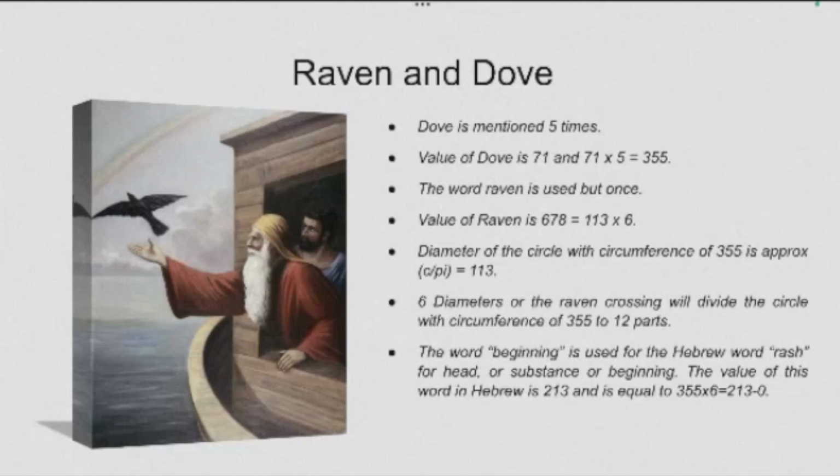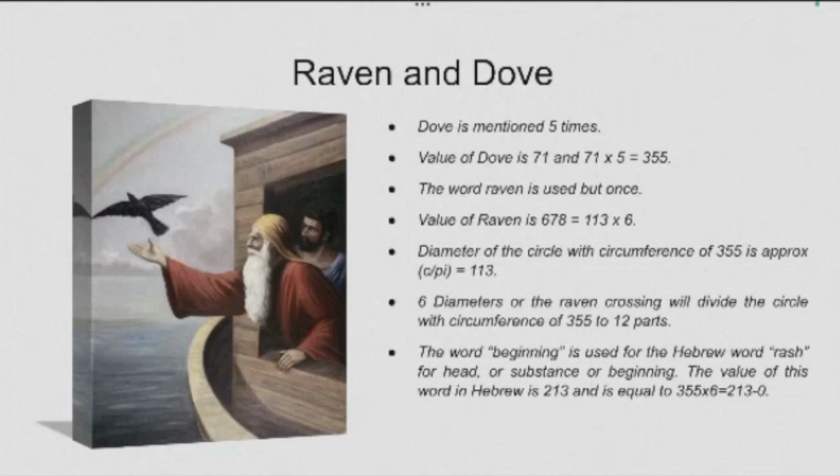And now the diameter of the circle with the circumference of 355 is approximately 113. 6 diameters, or the raven crossing, will divide the circle with the circumference of 355 into 12 parts. And this is the correlation between chapter 8 of Genesis and the very first word appearing in Genesis, Beginning, the equivalent of which in Hebrew is Rash, meaning head or substance or beginning.